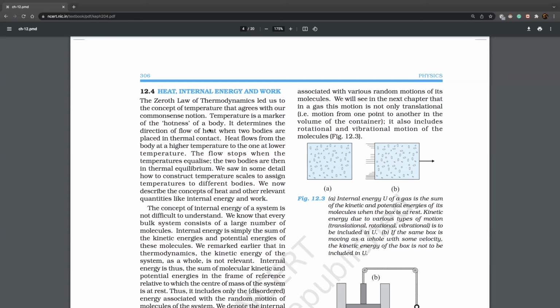The hotness of a body, as they have described here, determines the direction of flow of heat when two bodies are placed in thermal contact. Thermal contact means they are placed in contact with each other either by radiation, convection, or conduction, where there's a transfer of heat energy from one to the other. I'm pretty sure you must have learned about radiation, convection, conduction. That's pretty obvious. If you want me to go through that again, I can. Conduction is when heat transfers through physical contact between two systems.